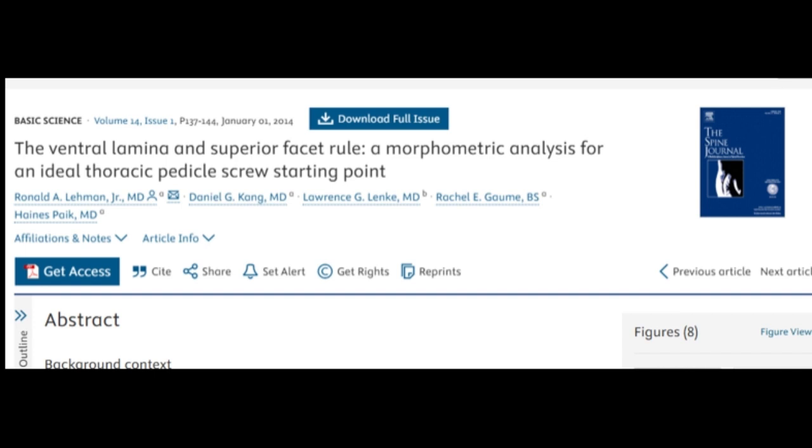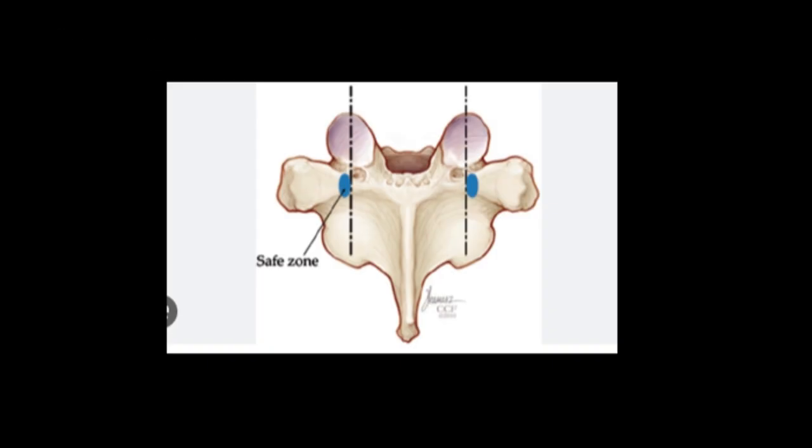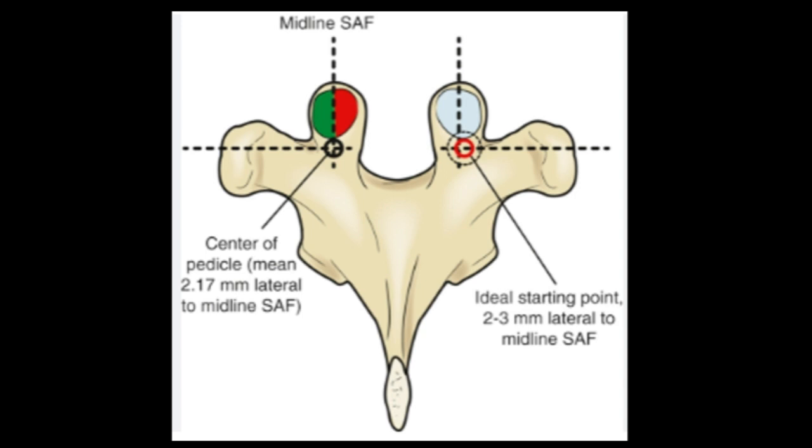The superior facet rule. Superior facet rule is what? The superior facet can be an important landmark. So a midline of the superior articular facet, or a line which is bisecting the superior articular facet, can be a very important landmark. Why? Medial half of the superior articular facet. Any entry point which is medial to the medial half of the superior articular facet is a no-go zone. So you should not accept any entry point which is medial to the midline of the superior articular facet. That's the superior articular facet rule.